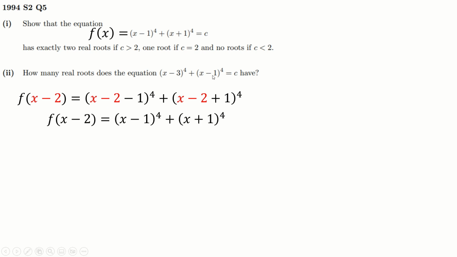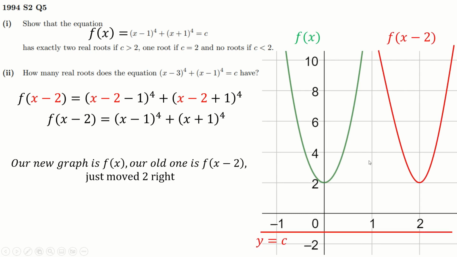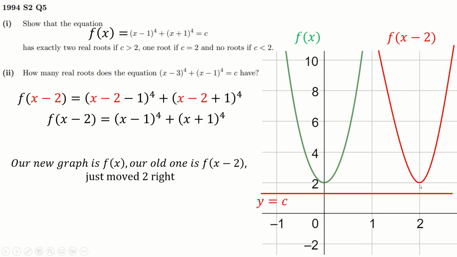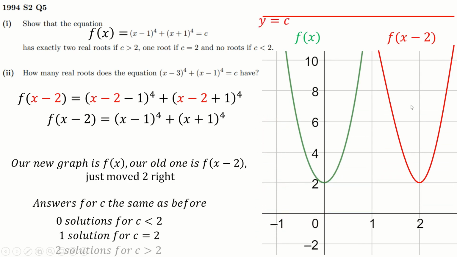So therefore, the graph they're asking us to look at is just the graph we were just doing, shifted right 2 places. But of course, if you shift that graph right 2 places, that changes nothing about the c answers that we had before. Still no solutions down here, still one solution when we get there, still 2 solutions up here. So nothing changes from before, and so we still have those same answers there.